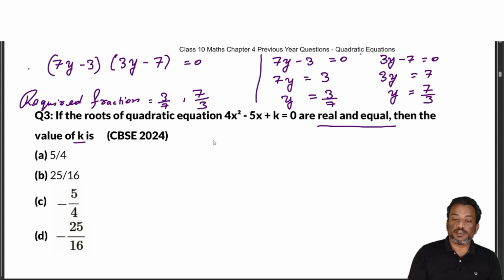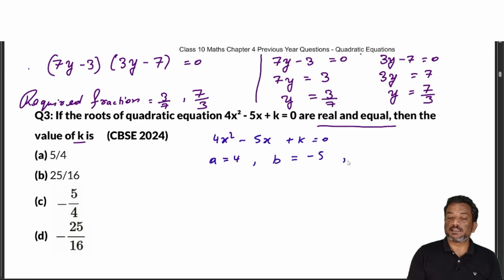So we can say here first, 4x square minus 5x plus k is equal to 0. So here a is equal to what? 4. b is equal to what? We can say minus 5, and c is equal to how much? k. And you already know when it is real and equal, b square minus 4ac is equal to 0. This is your discriminant.